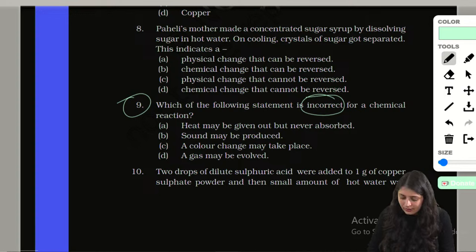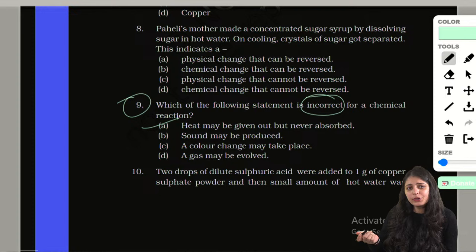Very good, very good. It's option A. Some of you are saying C, most of you are saying A. Incorrect. पहले देखते हैं बाकी क्यों correct है. साउंड प्रोड्यूस हो सकती है, let's say फायर क्रैकर्स बर्न करे, केमिकल चेंज है तो this is true.